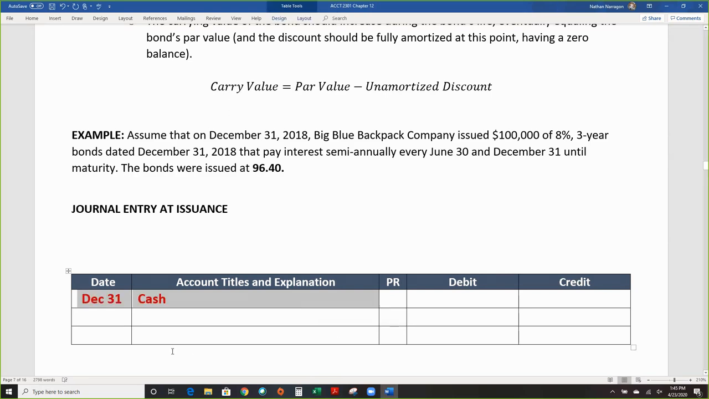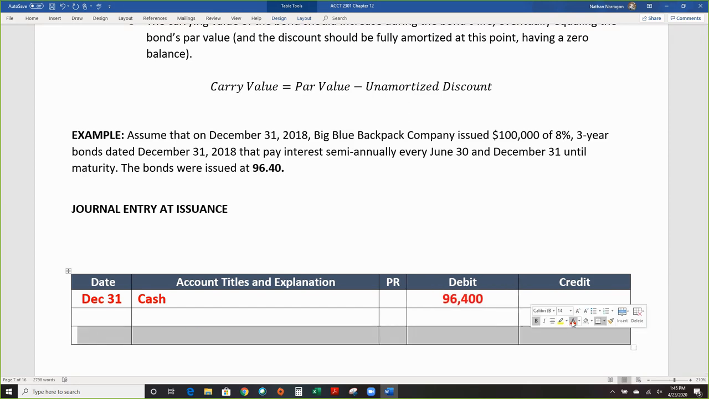I'm going debit cash for $96,400. I'm also going credit bonds payable by par value. Again, always par value for bonds payable. As you can see, my debits and credits do not match. So I need to find the difference.